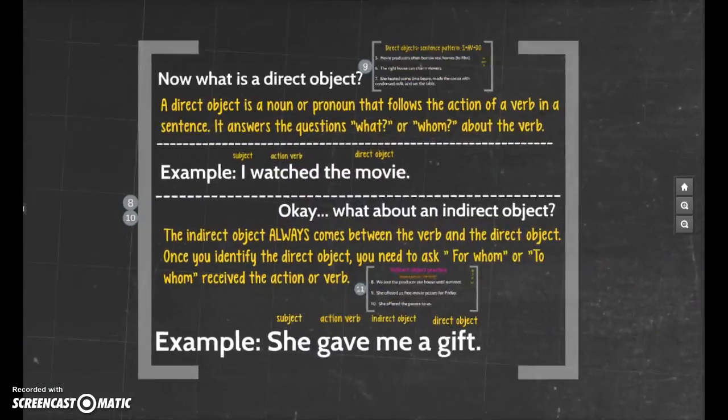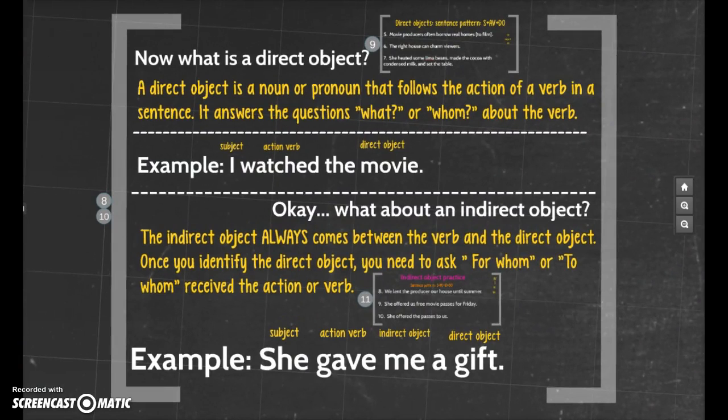So after our action verbs, we also have other complements, remember? We had things such as direct objects and indirect objects. We're going to do a direct object first, but we need to figure out what a direct object is. A direct object is a noun or a pronoun that follows the action of a verb in a sentence. It's going to answer the questions of what or whom about the verb.